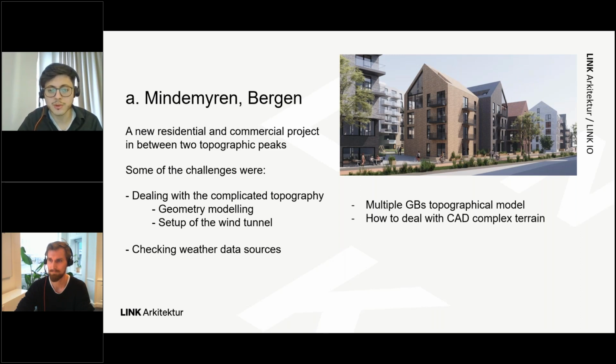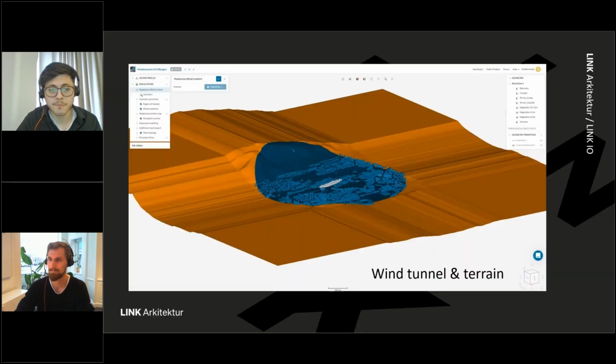So on top of using multiple gigabytes of topographical model, it's also about the setup that we put in the project. Here is an example of how our model looked. We have this in the center of our project, a very prominent topographical peak, 350 meters tall, just next to our region of interest. So this was also an exercise of thinking, how much should we limit our region of interest and the terrain that we are including in our analysis because of the setup of the wind tunnel.